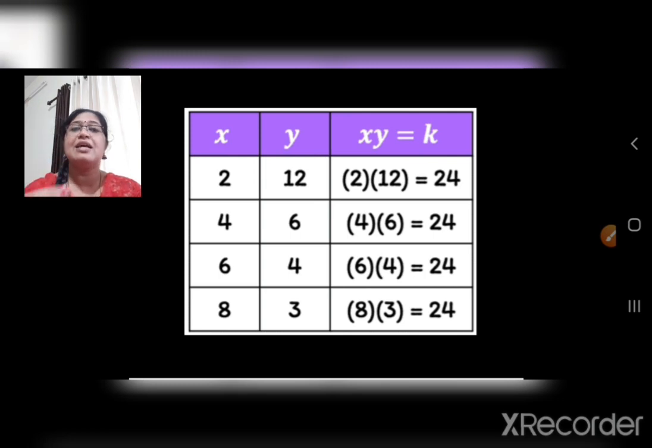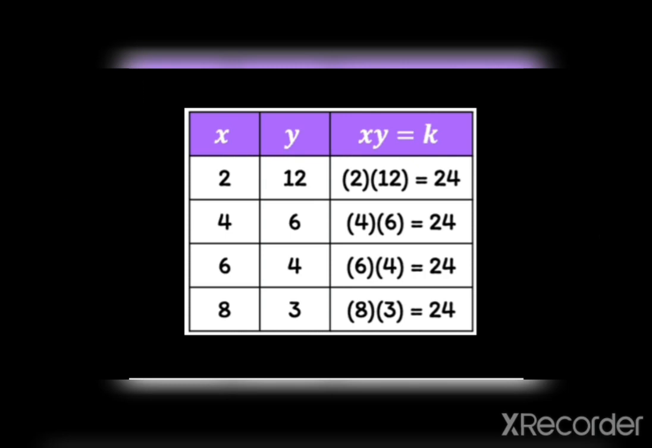When one is increasing, the other is decreasing. When the number of people is increasing, the days are decreasing. This is inverse proportion. So when you multiply these two quantities, you get a constant. So children, x into y is equal to k. It is a constant. It is inverse proportion.